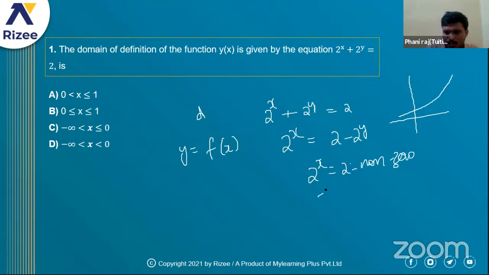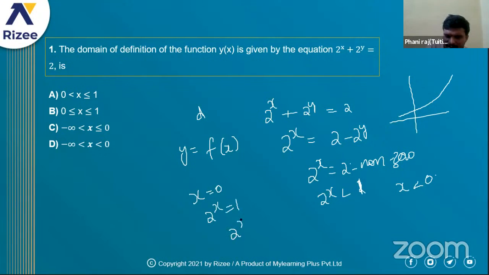So 2 power x is less than 2. Now y is positive, so 2 minus 2 power y is strictly less than 2 minus 1, which is 1. So x is less than 0. But at x equal to 0, 2 power x equal to 1.